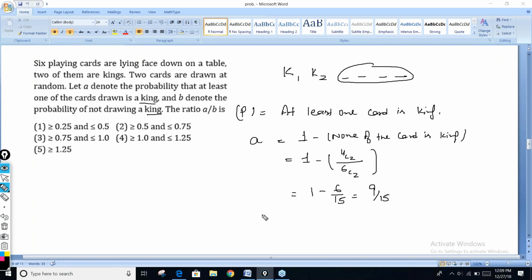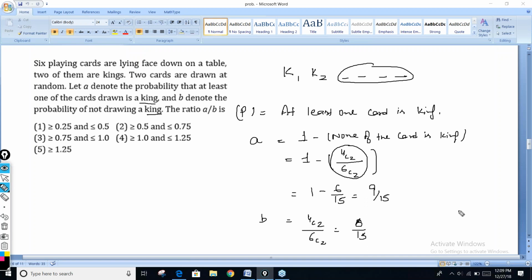Let it be like this. And what is the probability B? B denotes the probability of not drawing a king. Not drawing a king is this. We have already found it out: 4C2 upon 6C2. That is 6 by 15. So that is 6 by 15 and that is 9 by 15.